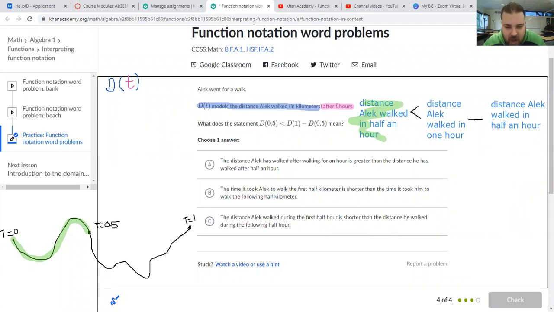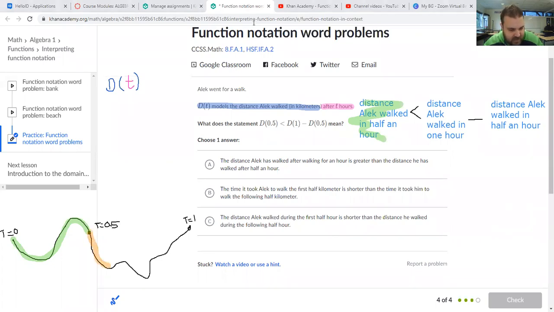So we have the full hour. This is the full hour, and when we take away the first half hour, what you're left with is the second half hour. So what they're really saying is that the distance walked in the first half hour is less than the distance walked in the second half hour. However far Alec walked in the first half hour was not as far as the second half hour. But let's see which option.